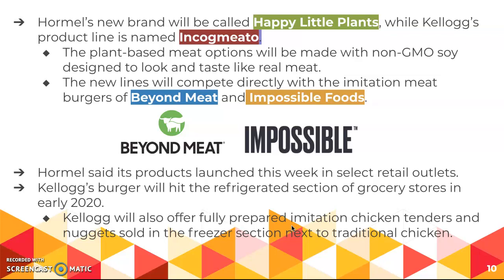So they're going to be also offering chicken tenders and nuggets in the freezer section and some additional stuff, but I haven't checked in on that. So you guys can see this is an example of product extension. Two brands cashing in on an opportunity that makes sense to them.